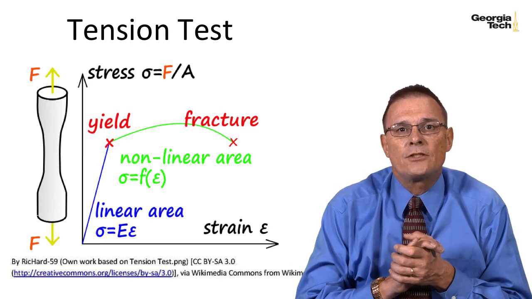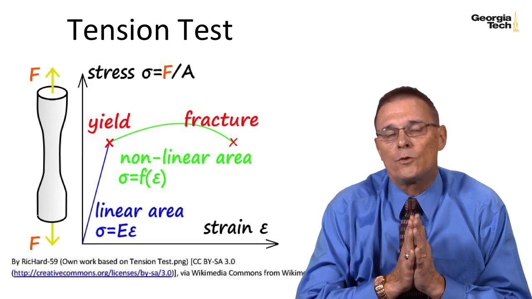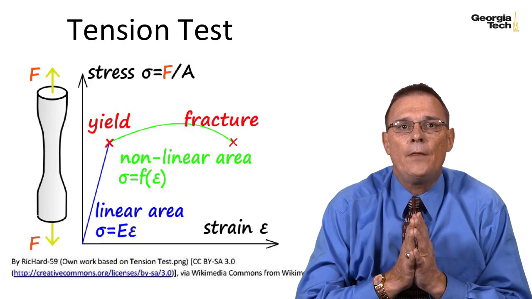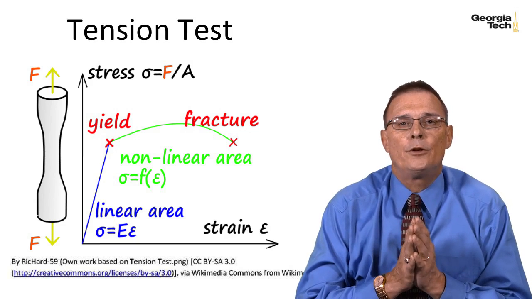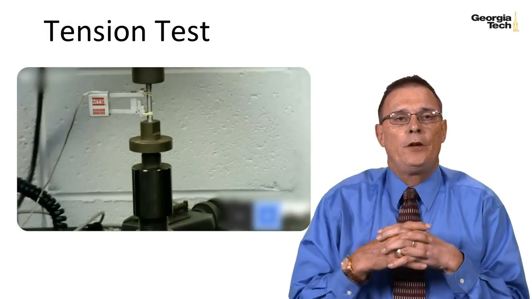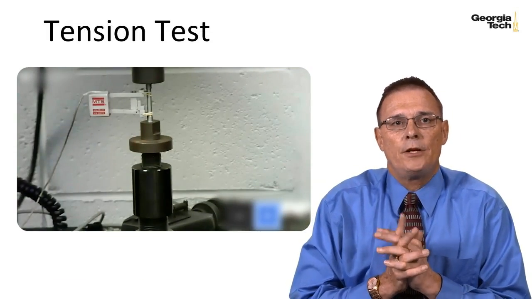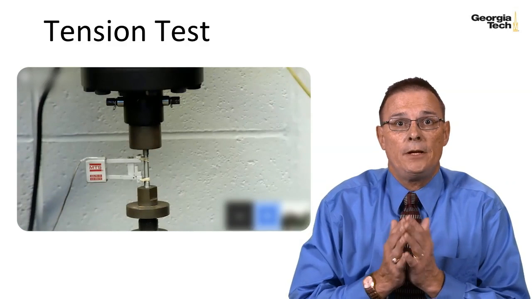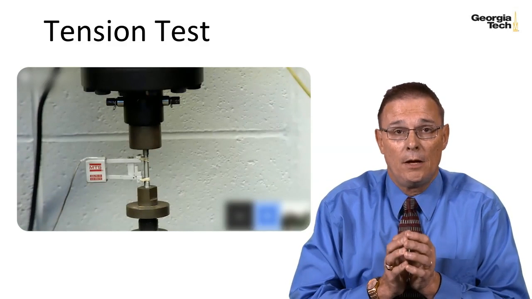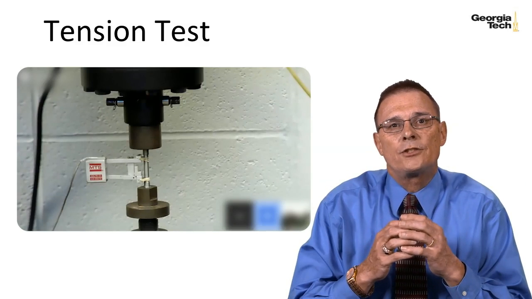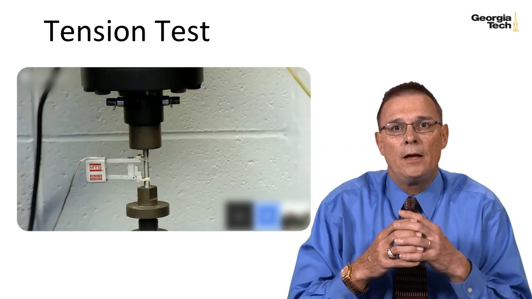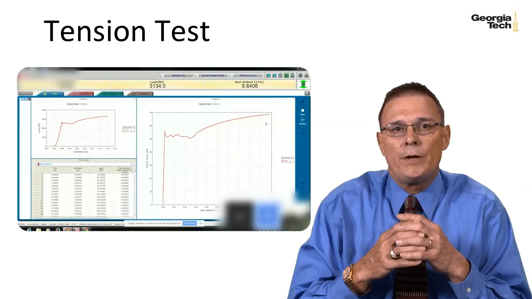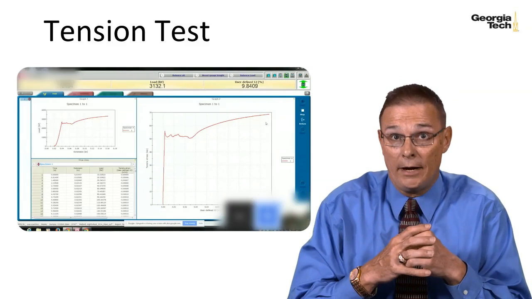There is a linear elastic region where stress and strain are directly proportional to each other, and then the material starts to yield until fracture occurs. So here's a video of a typical tension test. The video starts off with a test specimen in a tension test apparatus. Notice that there is a gauge attached to the specimen to measure strain. As the load is increased, I've included the creation of what we will call the stress-strain diagram.